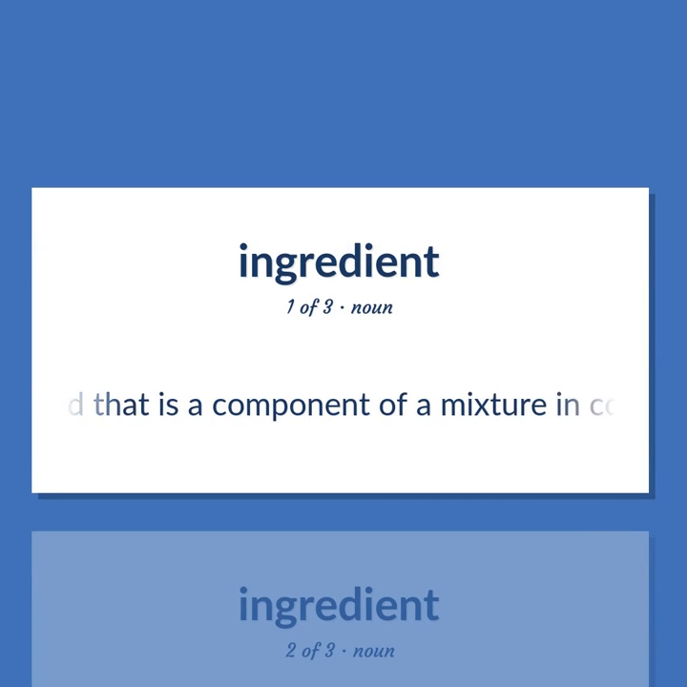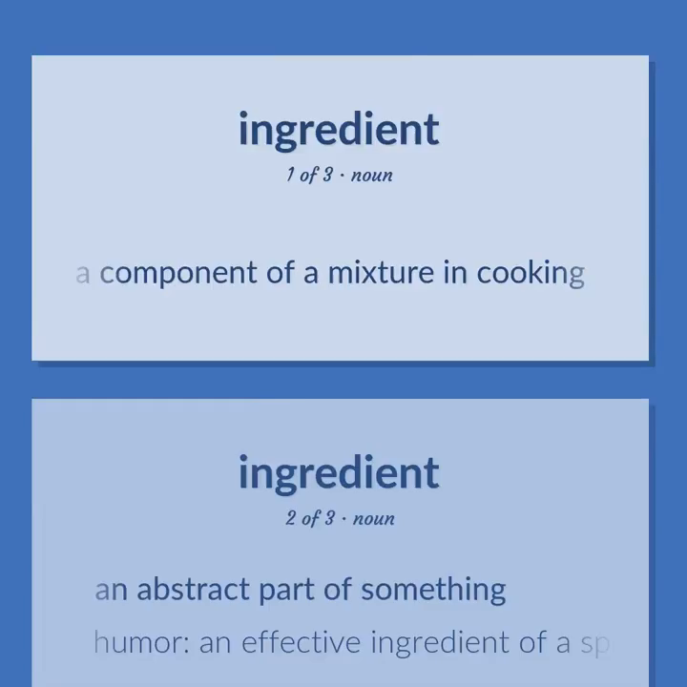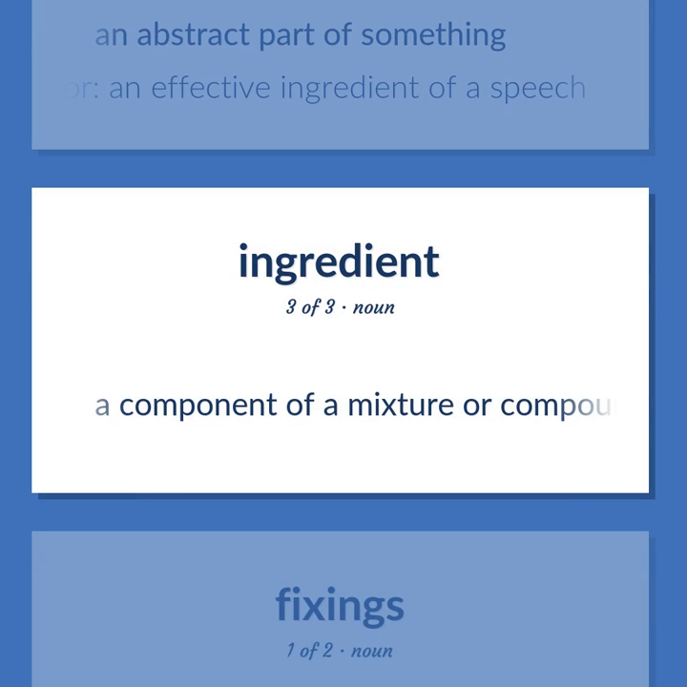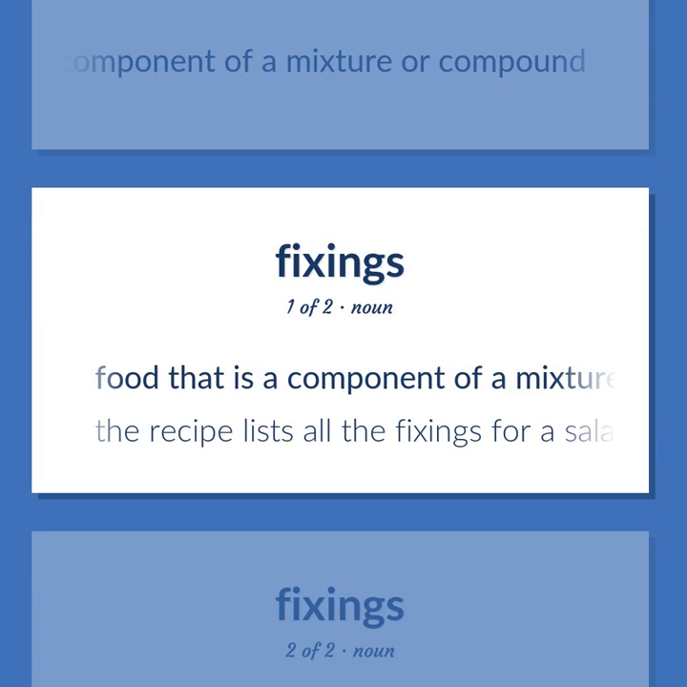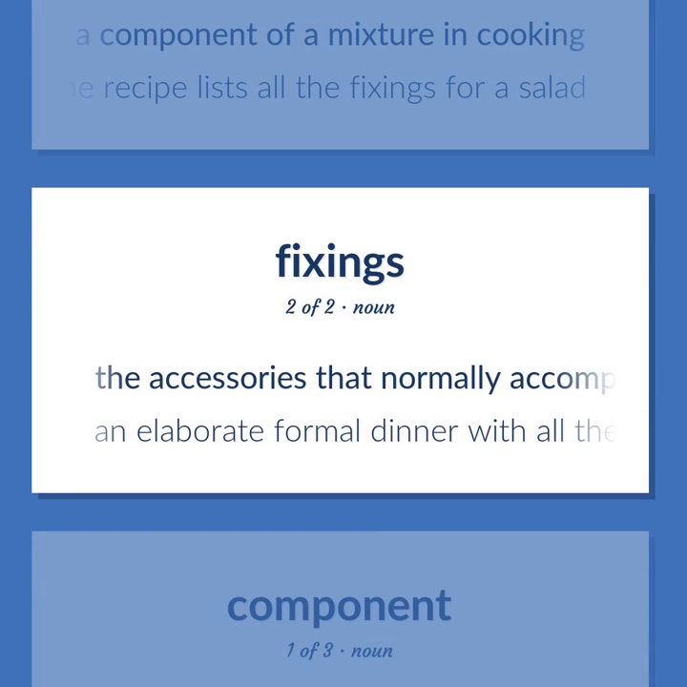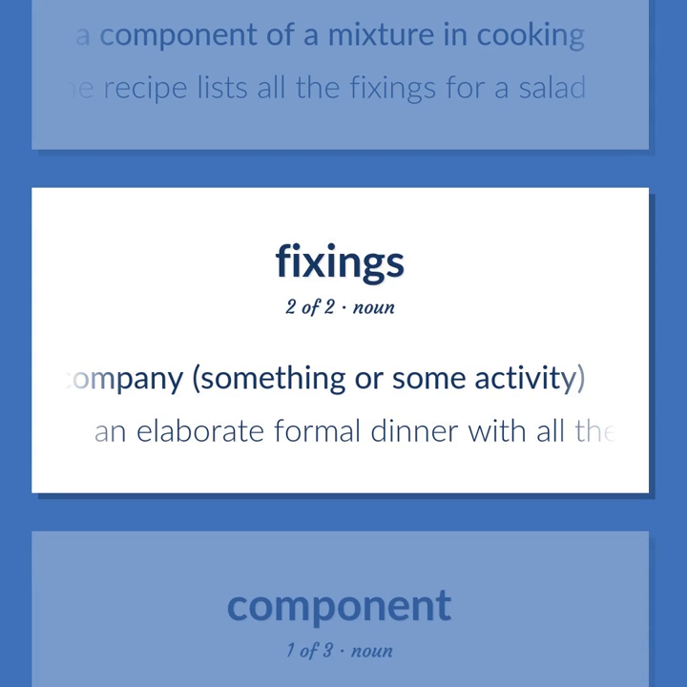Food that is a component of a mixture in cooking. An abstract part of something. Humor. An effective ingredient of a speech. A component of a mixture or compound. Food that is a component of a mixture in cooking. The recipe lists all the fixings for a salad. The accessories that normally accompany something or some activity. An elaborate formal dinner with all the fixings.